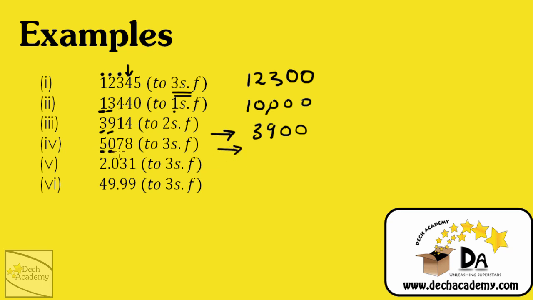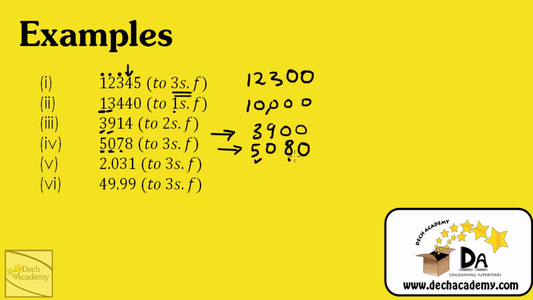This number to 3 significant figures. We have 1, 2, 3. The first non-significant digit is 8, which is greater than 5 actually. So you round it up. 8 goes to 0, and then you round it up, so the 7 goes to 8. So you add 1 to 7. So we have 5080. So this is a number to 3 significant figures.